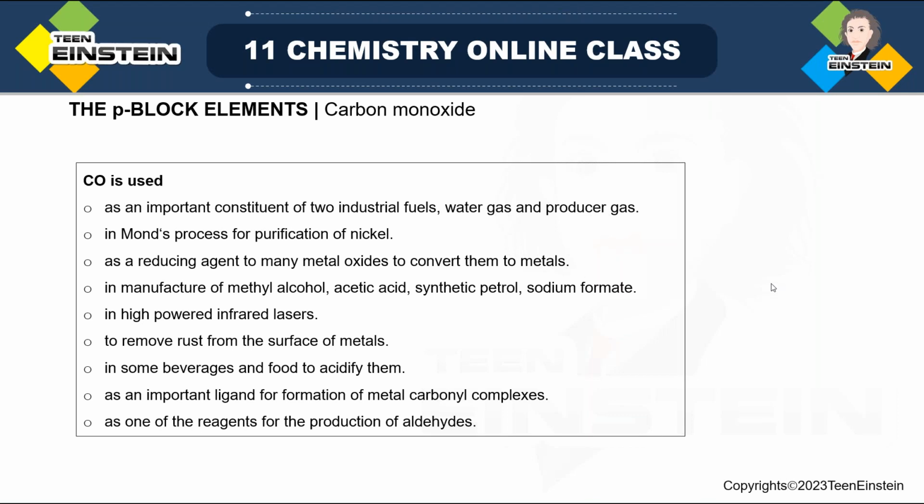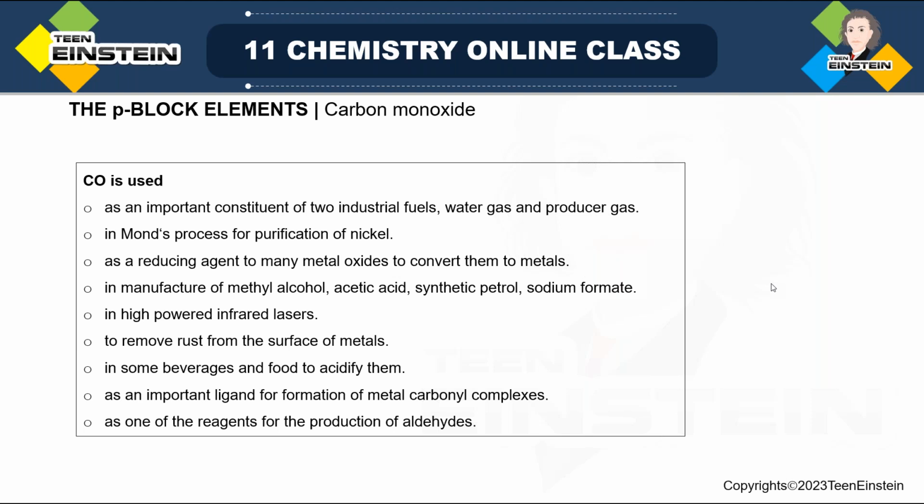Hello everyone. So the first slide here you can see the uses of carbon monoxide. We'll start with this slide, and after that there will be discussion related to the another oxide of carbon, which is carbon dioxide. Once carbon dioxide is finished, then important compounds of silicon we will start to discuss, and there will be related problems.